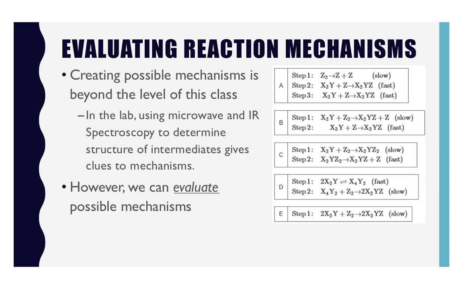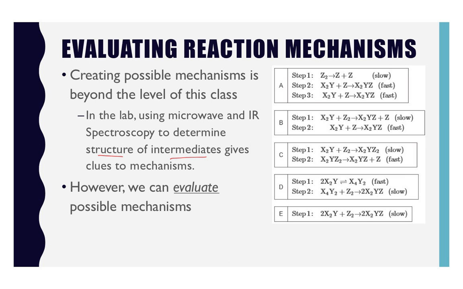All right. So for the purposes of this class, we are not going to try to figure out what possible mechanisms there are. So writing out these steps like you would have on the side is not something we're going to do. In order to do something like that, you need microwave and infrared spectroscopy to figure out what kinds of bonds there are at different stages of the reaction, what kinds of rotation you might have at different times of the reaction, etc. When you do that, you can determine the structure of intermediates, and that will give you a clue as to what mechanisms are possible, what's going on.